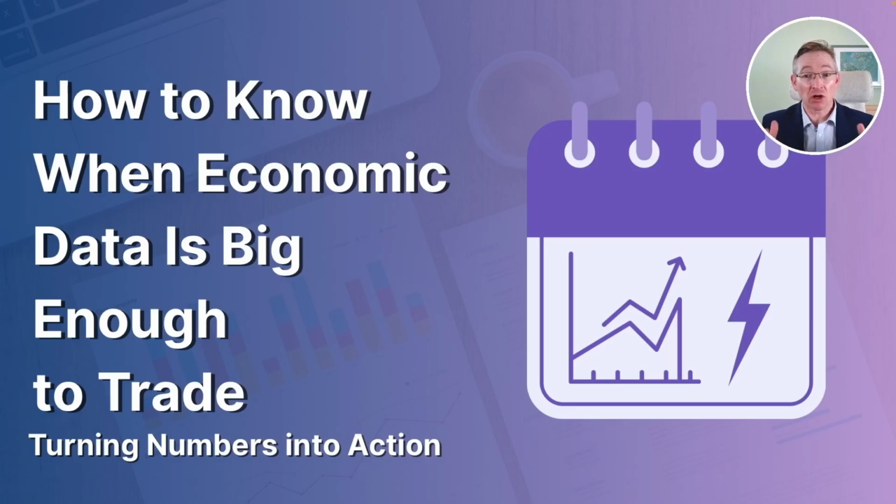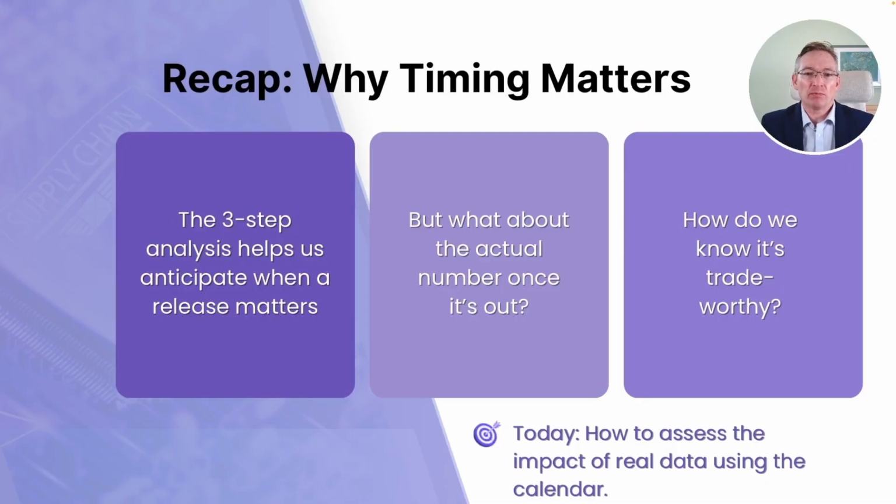And in this lesson, I'm going to show you how you turn the numbers into action. And again, when you know how, it is relatively simple. So the three-step process has told us when to anticipate if a release matters. What's the base case? What's the surprise? What's the bigger picture? But what about the actual number? How do we know if the actual number is a big enough surprise or not? And how do we know if it's trade-worthy and worth risking our money?